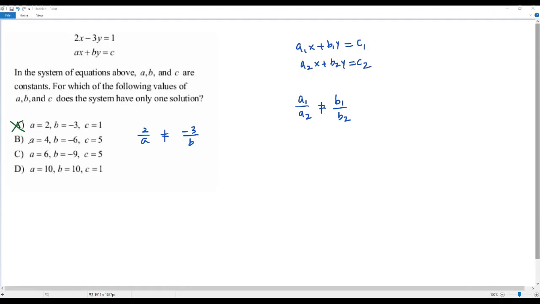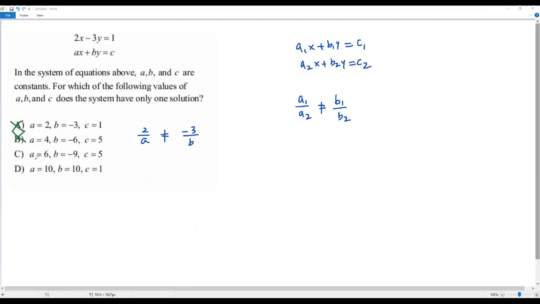Now let me verify answer choice B. I have to plug in a equals 4 and b equals negative 6. So 2 over 4 is not equal to negative 3 over negative 6. Here 2 goes into 2 one time, 2 goes into 4 two times. The negatives cancel. 3 goes into 3 one time, 3 goes into 6 two times. 1 over 2 is not equal to 1 over 2. Again, it's a false statement because 1 over 2 and 1 over 2 are equal. So with the values of a and b in answer choice B, we get the same value for both ratios, so that's false. We can reject answer choice B.